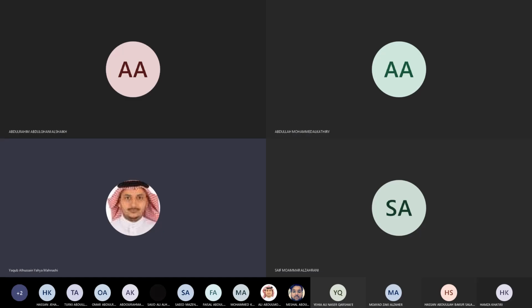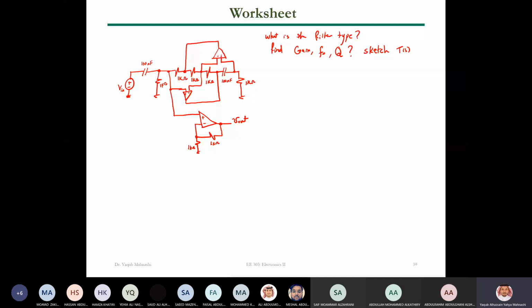Before we continue our discussion of the single amplifier biquad, I thought it would be great to also give you a revision for the inductor replacement filter. So we have this filter, but this is an example. We have this filter available now, and we need to decide on the filter type. We need to find the gain, the frequency, the quality factor. So what do you think?